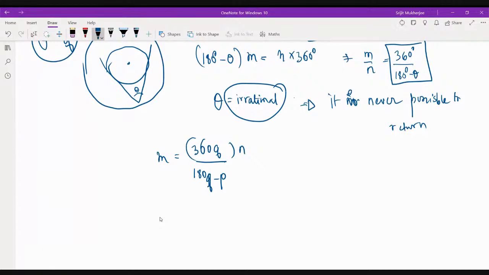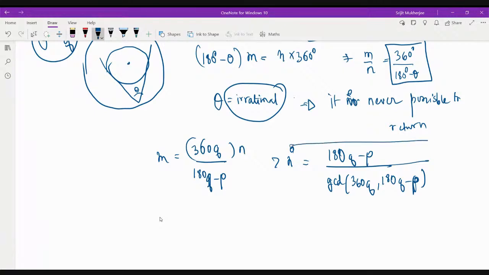So you take the GCD of this and divide by it. Essentially n must be equal to 180 degrees (q minus p) divided by the GCD of 360 degrees q and 180 degrees (q minus p). So this is the n you require. Now you can put in values and find out all the possibilities, and similarly you can find out m.